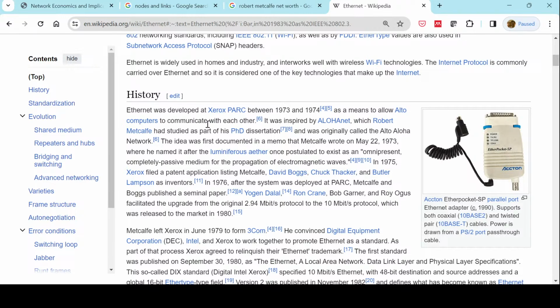The idea was first documented in a memo that Metcalfe wrote on May 22, 1973, where he named it Ethernet. I don't want to read it because we're short of time. In 1975, Xerox filed a patent application listing Metcalfe and the other people here as the inventors. In 1976, after the system was deployed at PARC, Metcalfe and Boggs published a seminal paper.